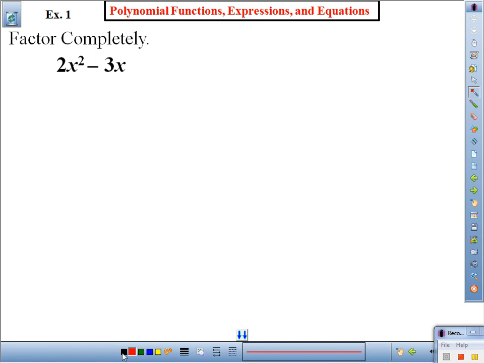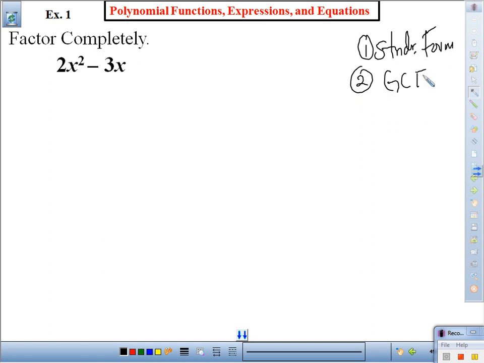I'm going to give you some mini steps to follow for each of these processes in regards to factoring. Step 1, standard form. Step 2, GCF. Step 3, factor and simplify. If you follow those 3 steps, you'll be fine.